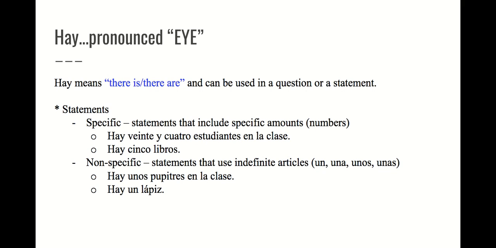It means both. If it's a singular sentence, it's there is. If it's a plural sentence, there are. So it can be used for specific or non-specific statements. By specific, I mean numbers. If you're telling me there are 4 desks, it can be used for that. It could also be used to say there are some desks. So specific statements: hay 24 estudiantes en la clase. So there are 24 students in the class. Or hay 5 libros, there are 5 books. For non-specific with our indefinite articles, we can say hay unos pupitres en la clase, which is there are some desks in the class, or hay un lápiz, there is a pencil.